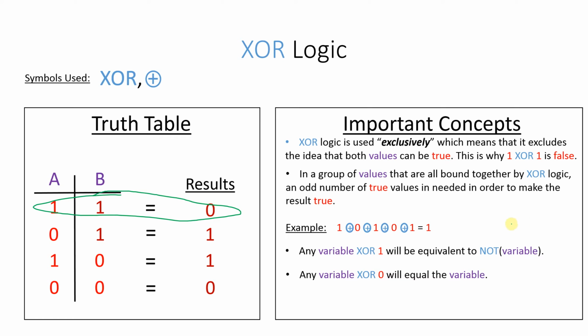When you have chains or expressions that only deal with XOR logic, if you were to count up all the false and true values, the amount of true values must be an odd number for the entire equation to be equivalent to true. If you have the same number of false values and true values, the entire equation equals false.